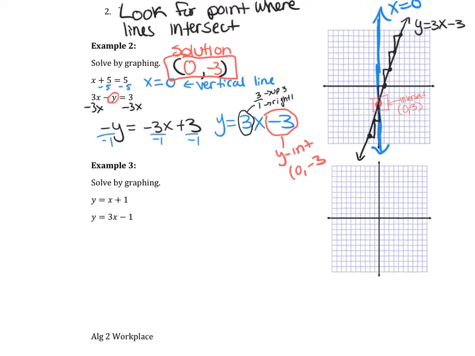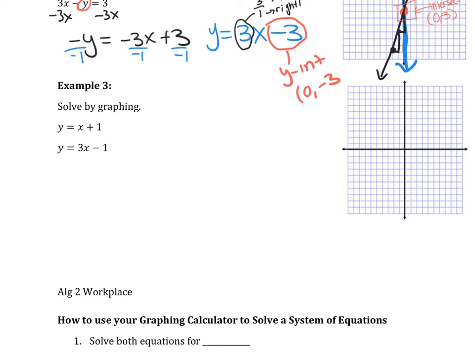Can you guys try example 3? So you're going to graph these two lines. They already have y by itself, so you can just find your y-intercept, use your slope to get some extra points, and find the point where these two lines intersect. So go ahead and try example 3.